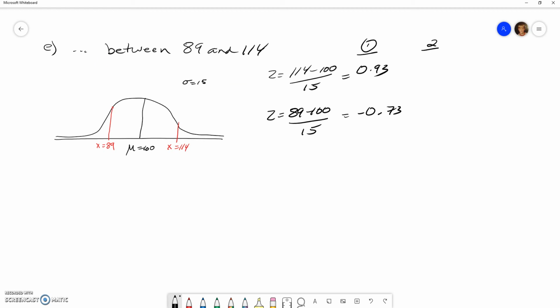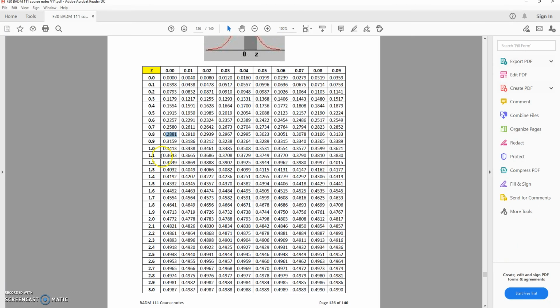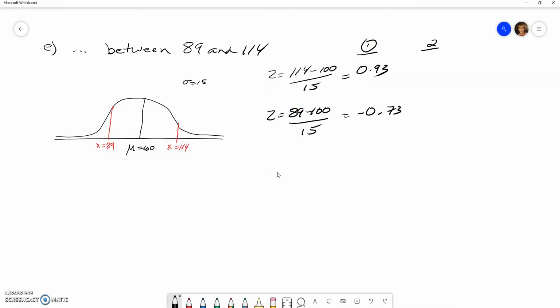So once again, we go to that chart, 0.93, 0.73. So there's 0.93, 3238, and 0.73 is 2673. So let's write those areas in here. So the area for 0.93 is 3238, and the area for 0.73 is 2673.